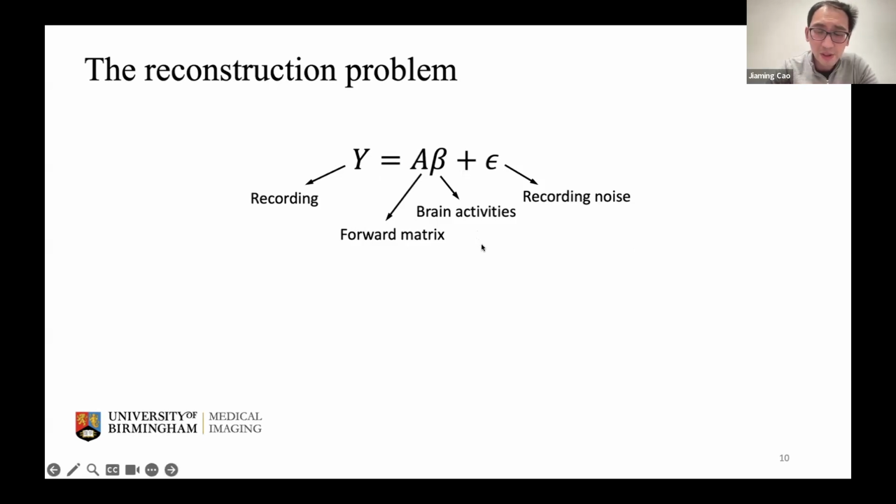In the case of EEG, that would be the electrophysiology changes. And in the case of DOT, that would be the optical properties or hemodynamic hemoglobin changes. And epsilon is the recording noise. And what reconstruction does is that we have this scalp recording of Y, and we're going to make inferences on this beta vector.